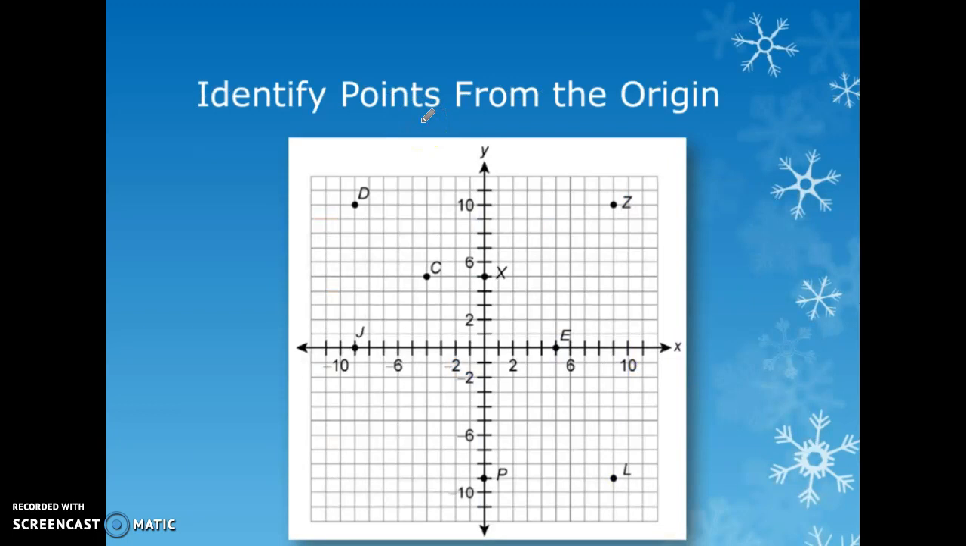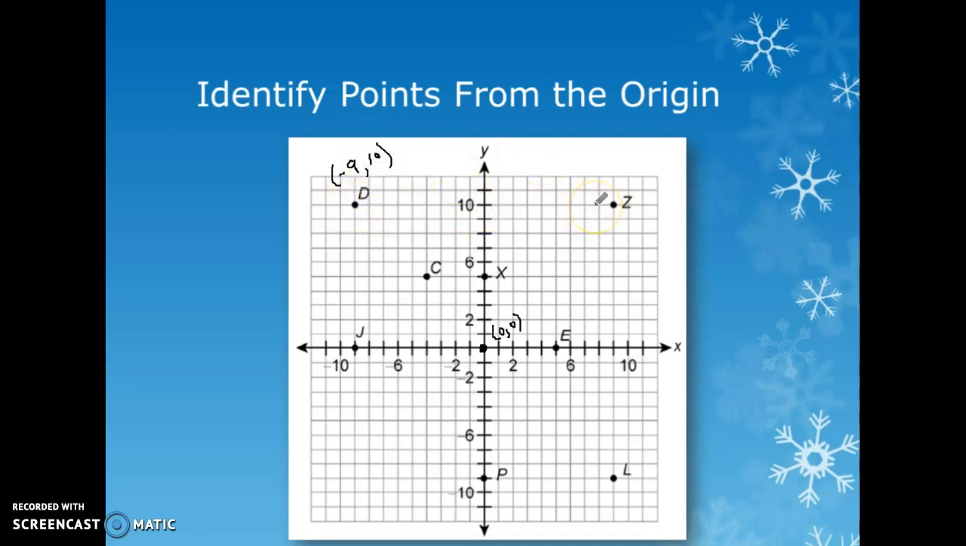Identifying points from the origin, similar to how we counted them, if we want the coordinates of point D, for example, we would find how far on the x-axis we moved. From the origin at the point (0, 0), you would count to the left until you're in line with D. So 1, 2, 3, 4, 5, 6, 7, 8, 9. So I know the x-coordinate of D is -9. And then my y-coordinate, I count up until I hit D, and it's on 10. So the y-coordinate is 10.